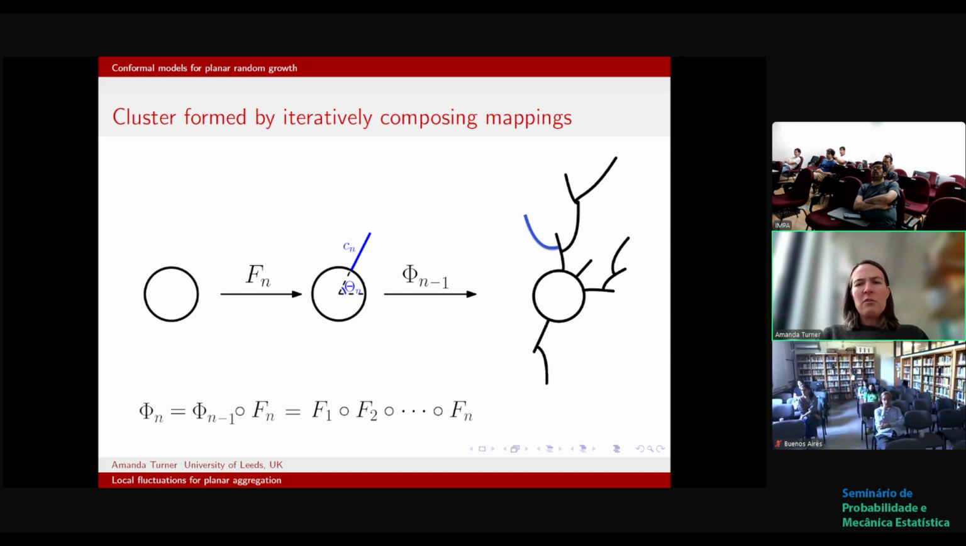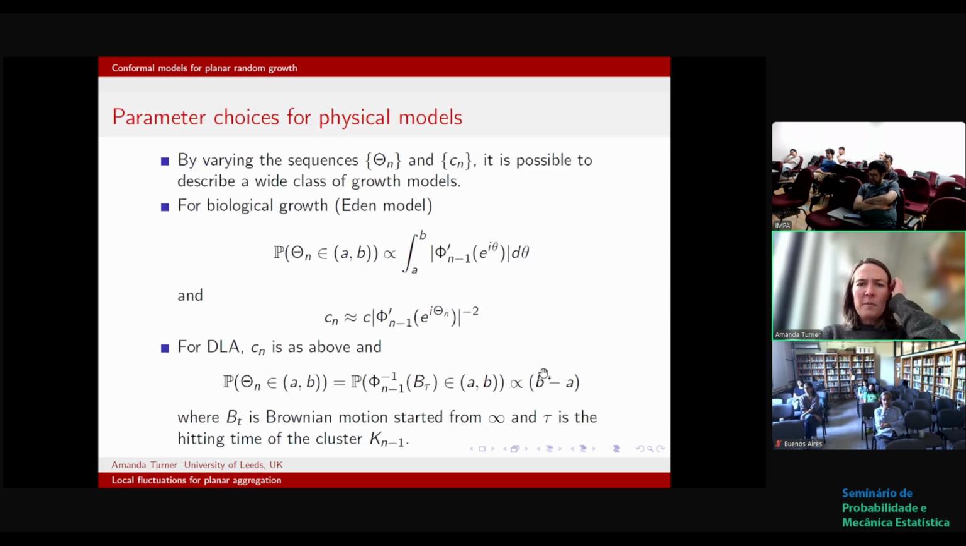choice. And in fact, you don't even need to give me a deterministic sequence of capacities and a deterministic sequence of angles. You just need to give me a rule for choosing a sequence of capacities and a sequence of angles. As long as that rule makes sense and I can perform it, I can use it to construct the capacities and angles, and then I can grow you the cluster. In other words, by varying these sequences, phi and the theta n, we can describe a very, very wide class of growth models.